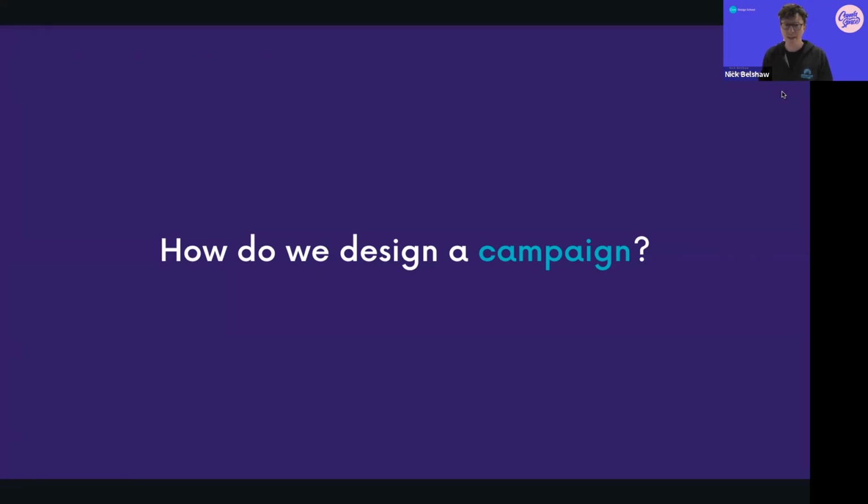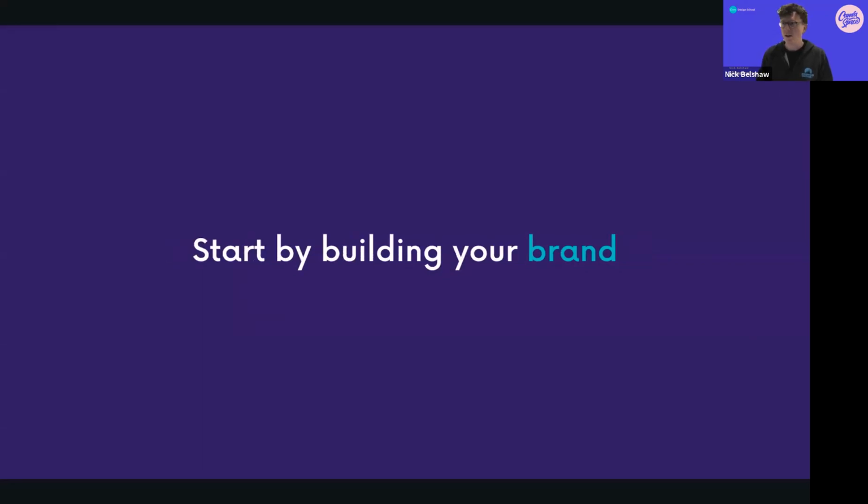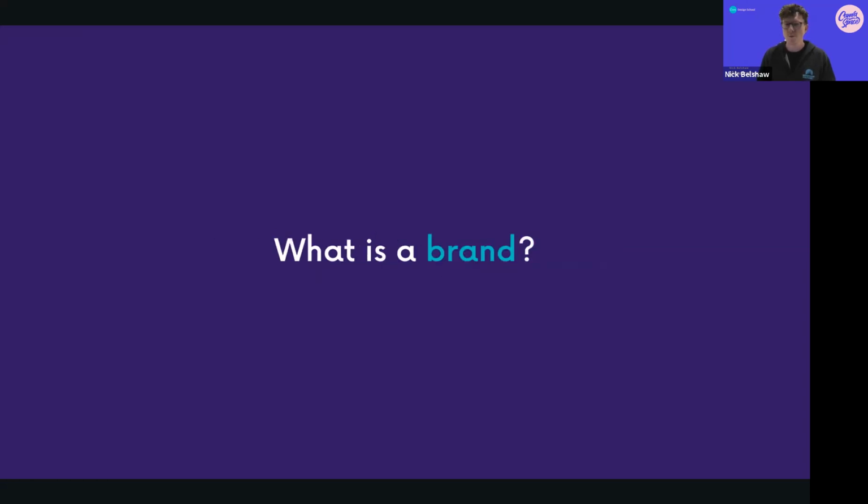So how do we design a campaign in Canva? Well, a campaign is essentially an expression of your brand. So we really need to start by building a brand. And then we can start to look at campaign assets such as social media or Instagram, and we'll take a look at that a bit later on today. So this is a pretty broad question, and it means a lot of different things to a lot of different people. But what is a brand?